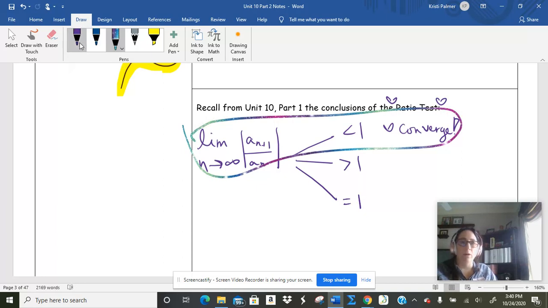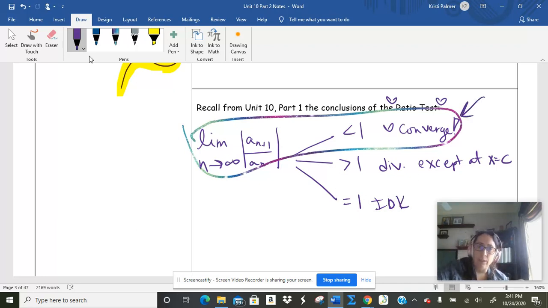If we are greater than 1, then we're going to diverge except for at the 1 point. And then when we're equal to 1, that's that IDK, don't know, try something else. Okay, but this is what we're really going to focus on, is we're going to try to find the limit and then say, where is that limit value less than 1?